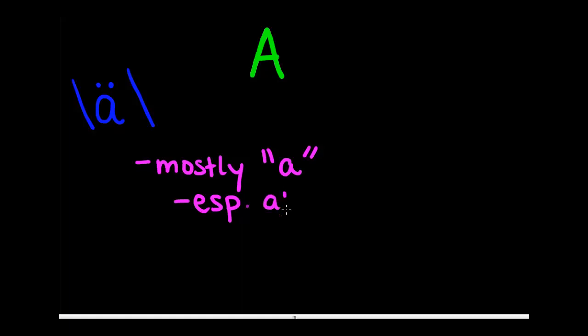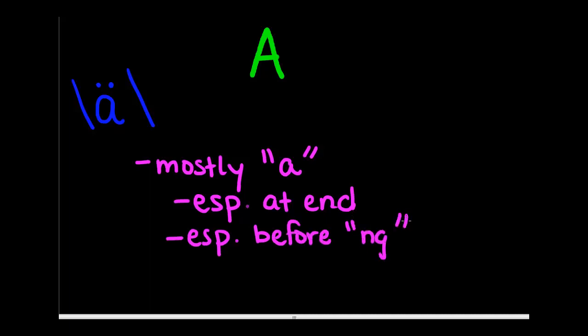So especially at the end of words, and also especially if it comes before an ng, and this usually applies to somewhat longer words, and you'll see what I mean right away. So A mostly, especially at the end, and usually before ng words. And we'll jump right into some examples. Let's just look at the other spelling first.